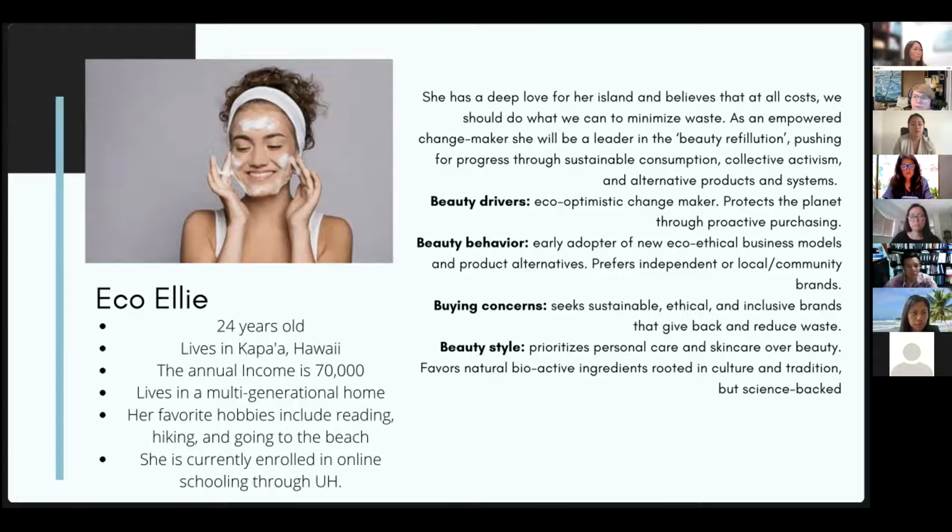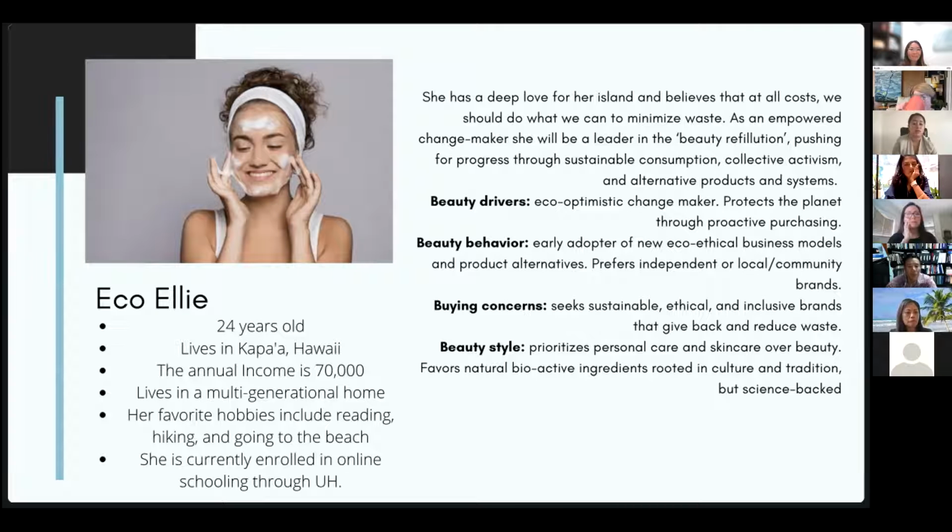Some reasons why I would like to note any of these things right here. One, her age. Her age fits the demographic that I've set in my target audience. She does live in Hawaii. She makes an annual income of $70,000 and lives in a multi-generational home. So from that, I can infer that she does have some income to be able to spend on the products that I'm trying to sell.